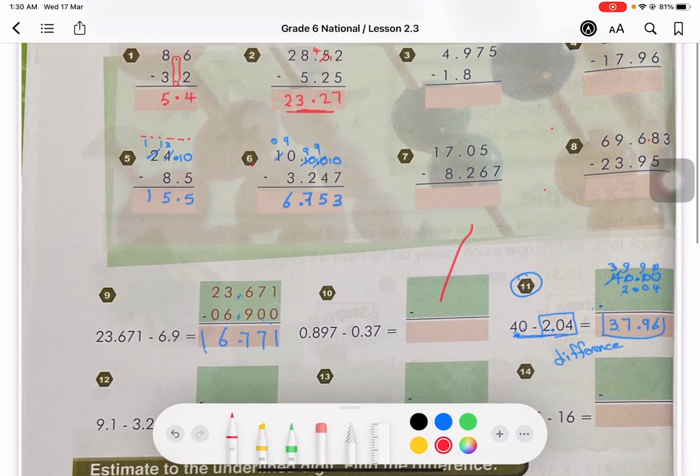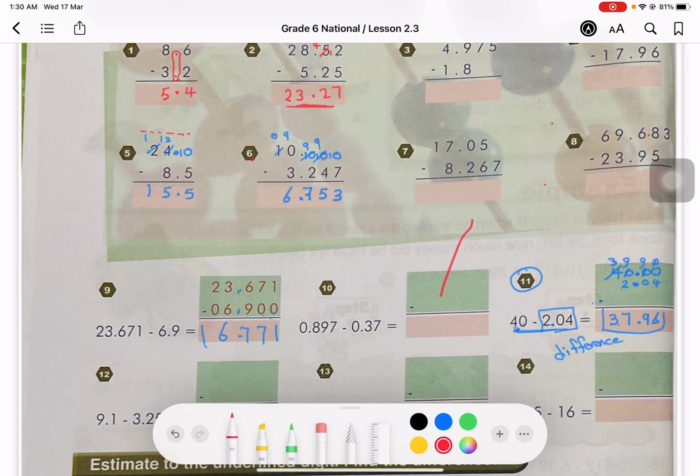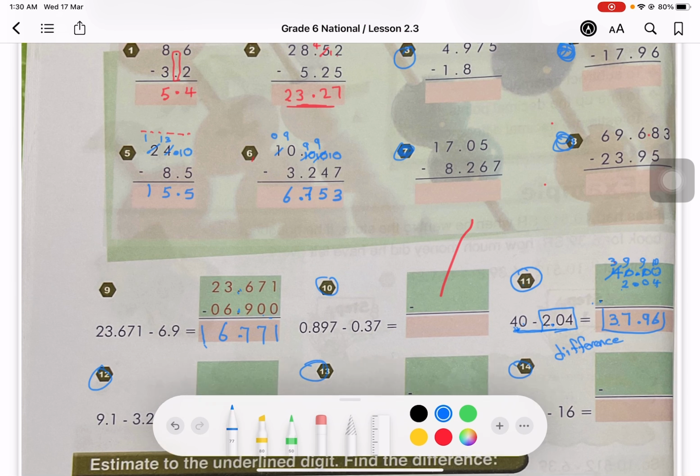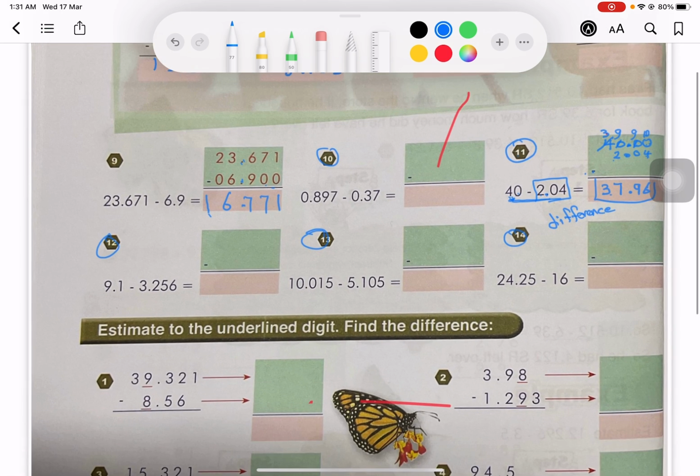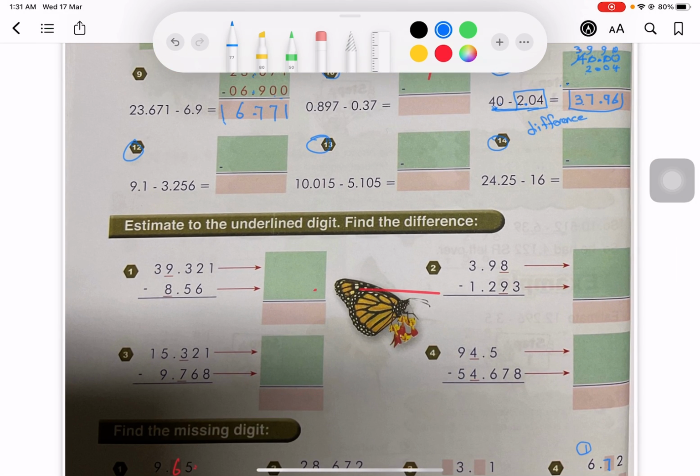You are going to solve question number 3. I will use blue to show you what the homework is. Question 3 and question 4 here, of course. Question 7, question 8. Okay, homework. We solved question 9 and 11. You have homework 10, 12, 13, 14. And also here, you are going to solve the question.